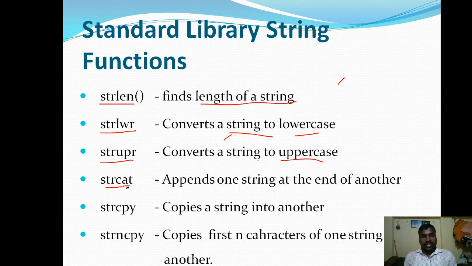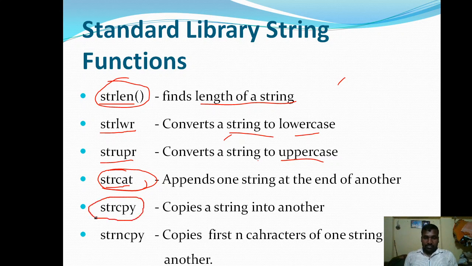Then strcat is the string concatenation function. It appends one string at the end of another string. We are using this function to perform the concatenation operation. Concatenation simply means addition, so it joins one string at the end of another string. Then strcpy is the string copy function. We are using it to copy a string into another string.